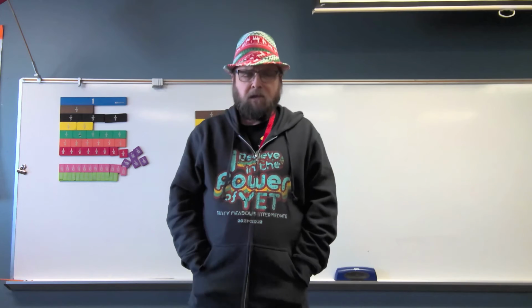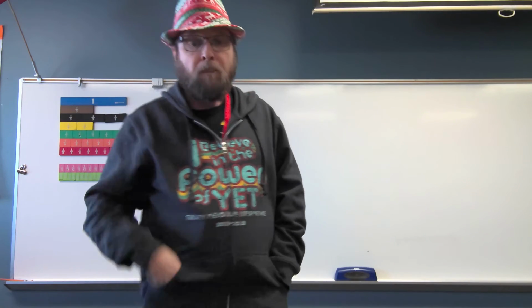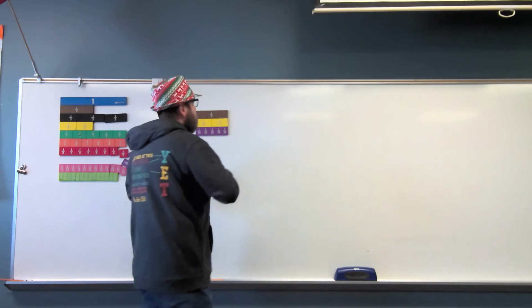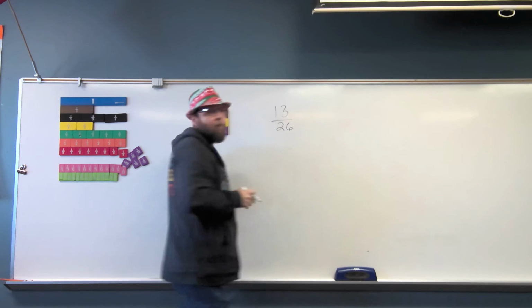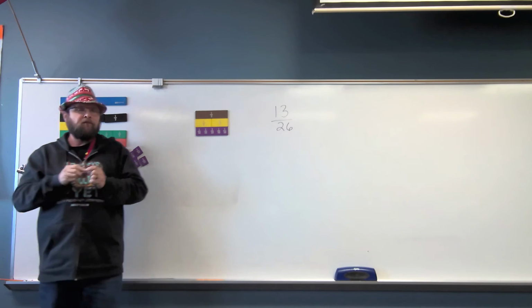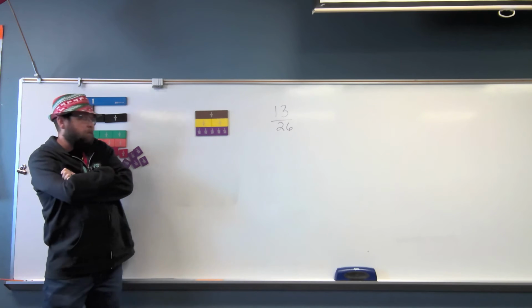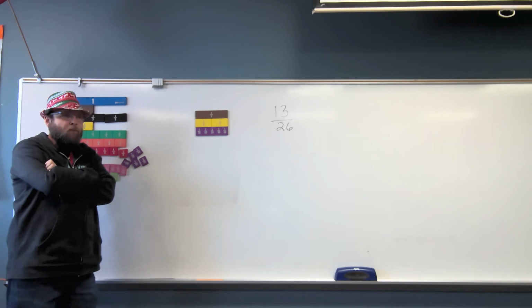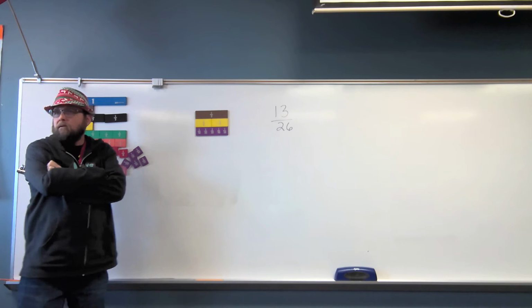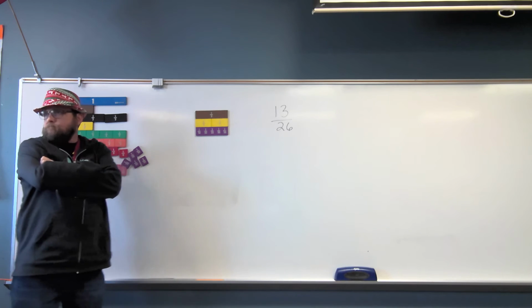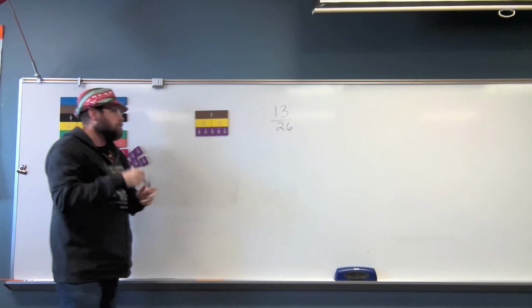Let's look at one. Let's go 13 over 26. Anybody think of a number that divides evenly into both? Maybe it's lowest terms. I don't know. Michael? Never mind. Adam? 13. All right, let's see.